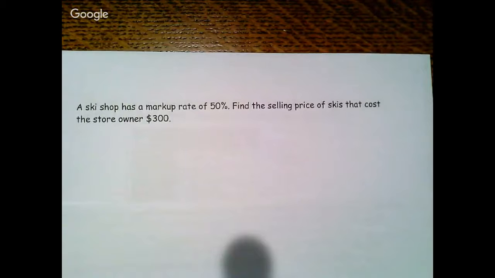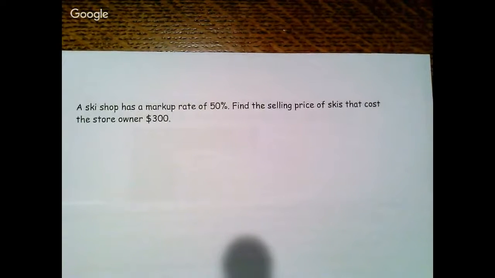Let's take a look at our first one. A ski shop has a markup rate of 50%. Find the selling price of the skis that cost the store owner $300. So I want you to take a moment and try to figure this out on your own. Pause the video, enter it onto Edpuzzle, and then hit resume when you're ready.